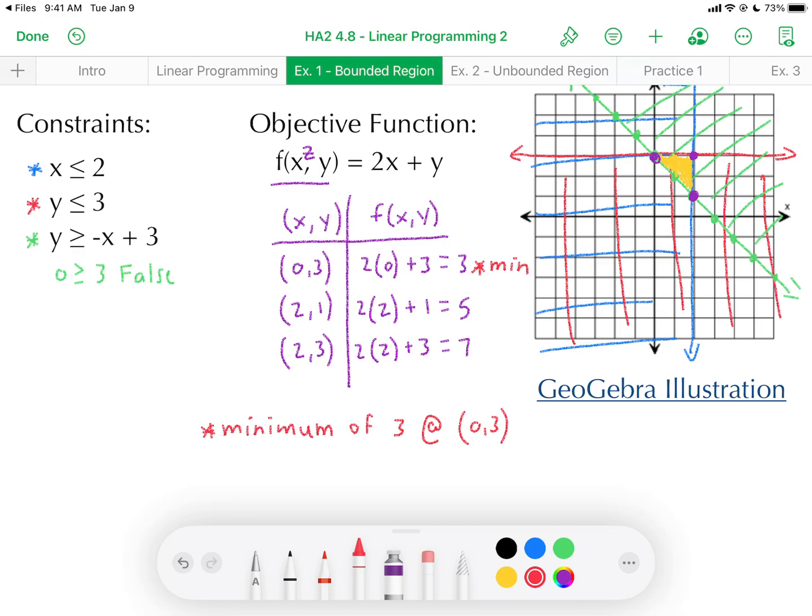Now, out of those three results, 3, 5, and 7, which one is the largest number? 7, of course. That's your max value. So we'll say we have a maximum value of 7 at the point (2, 3).